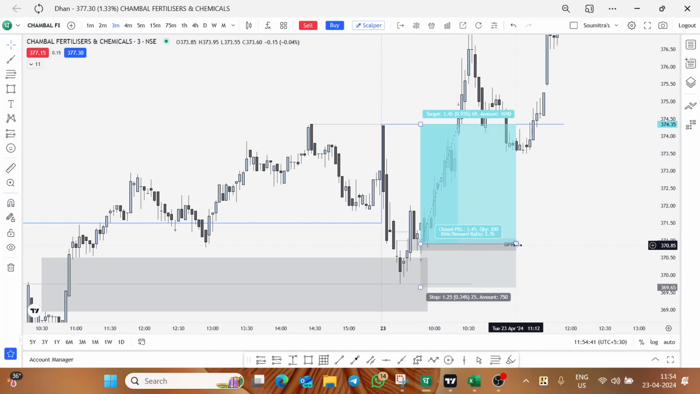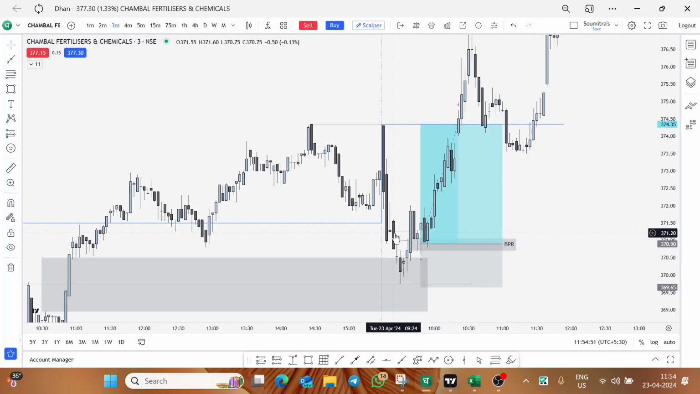So this is an example of how to take a trade using the balanced price range concept. That is, the fair value gap of the opposite side is completely violated or negated by the recent fair value gaps. So then the recent fair value gap becomes the BPR.